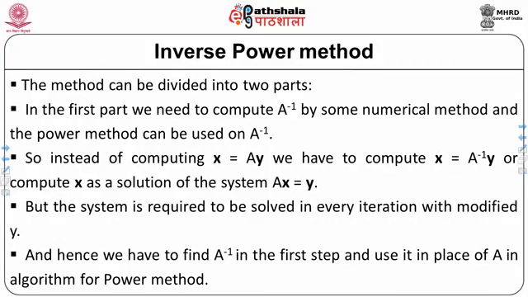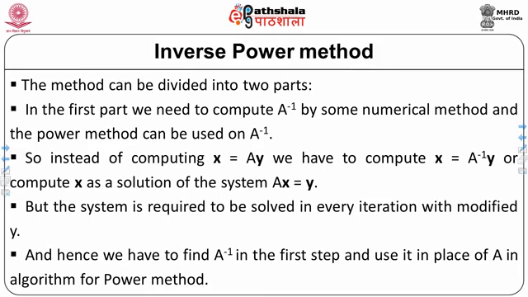The method can be divided into two parts. In the first part, we compute A inverse by some numerical method, and the power method can then be used on A inverse. So, instead of computing x bar equal to A y bar, we have to compute x bar equal to A inverse y bar, or compute x bar as the solution to the system A x bar equal to y bar. You know that in the power method the first step is x bar equal to A y bar. That first step has to be replaced by this.